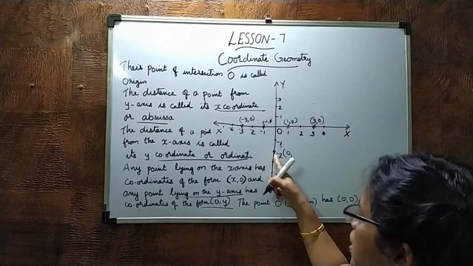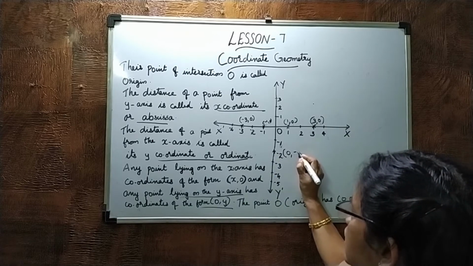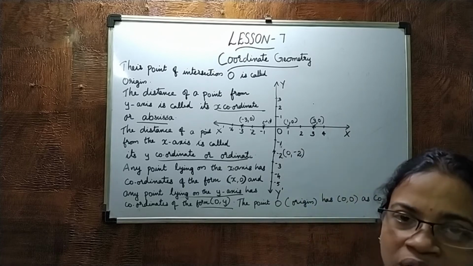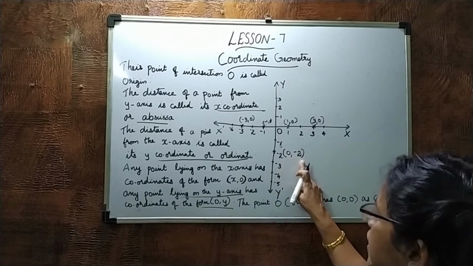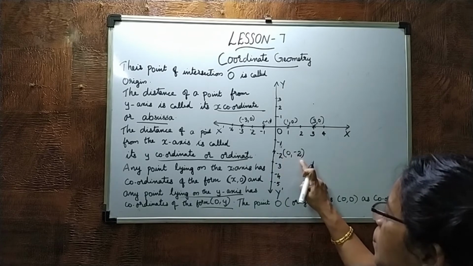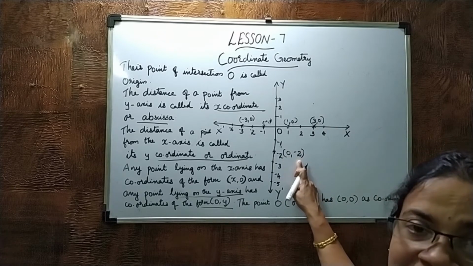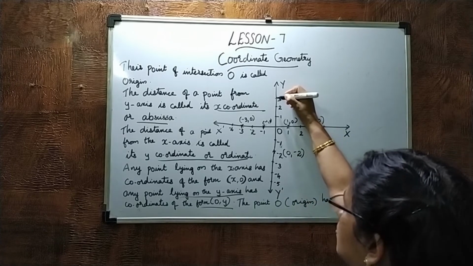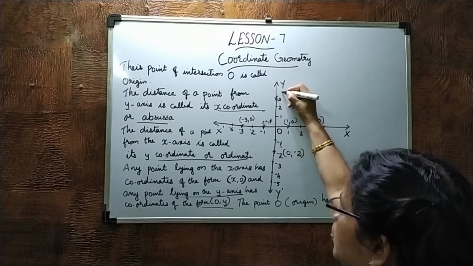What is the y coordinate here? It is negative 2. Clear? It is 0, negative 2. The abscissa or x coordinate is 0 and the y coordinate or ordinate is negative 2. Clear? What about here? What will this point be?